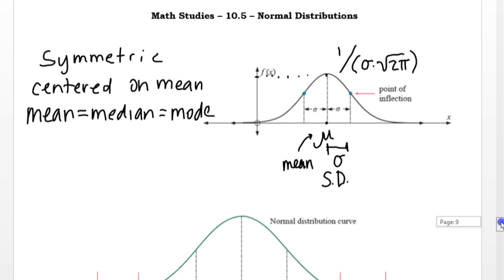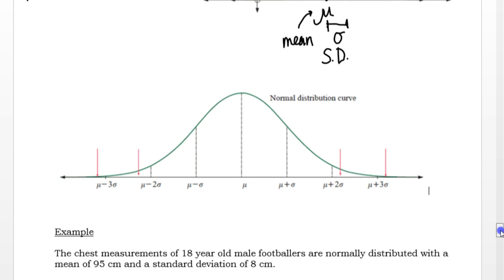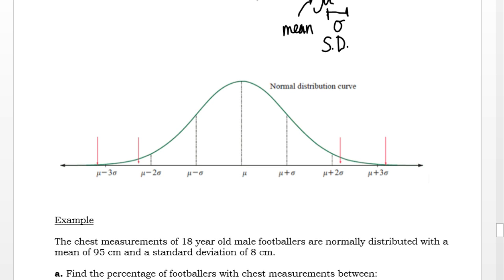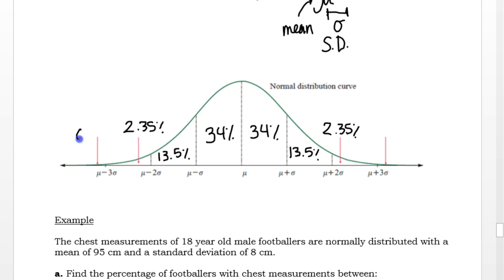So the normal distribution is such that all of the portions of it comprise the exact same percent of the population. This region right here has 34% of the population, and this region here has 34% of the population. The symmetry makes it easy because it's always the same on the left and the right side. So 13.5% in each of those regions, 2.35% in each of those regions, and 0.15% in each of those regions.